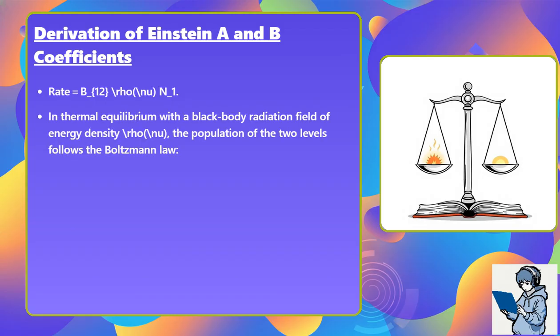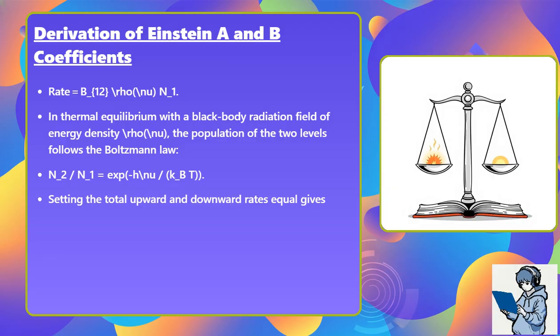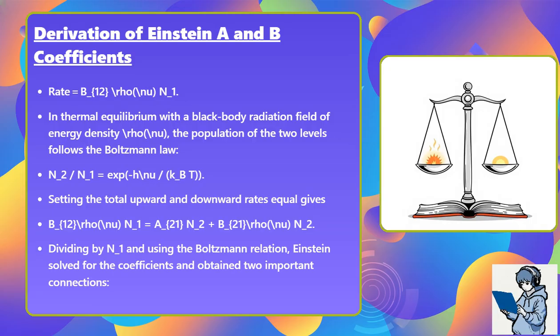In thermal equilibrium, with a black-body radiation field of energy density rho of nu, the population of the two levels follows the Boltzmann law. N2 over N1 equals exp of negative h nu over k_B T. Setting the total upward and downward rates equal gives B12 times rho of nu times N1 equals A21 times N2 plus B21 times rho of nu times N2.